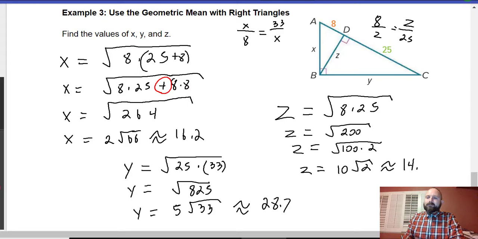Using my calculator, that's 14.1. So now let's talk about why we can't have negative numbers. Well, can you have negative distances? No. So there's a little hint on that. It's only going to be positive, not negative.